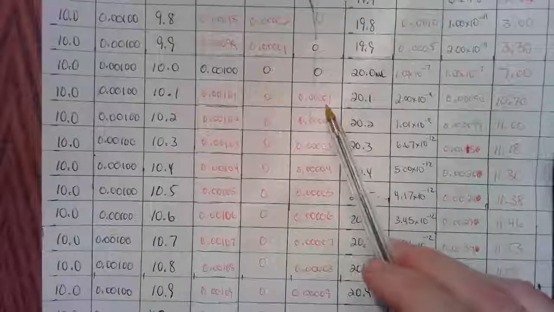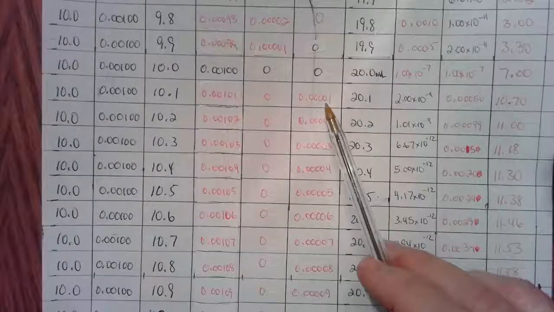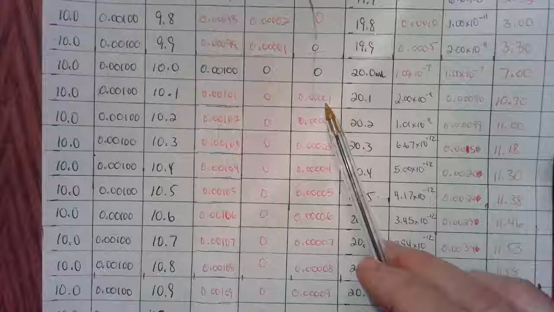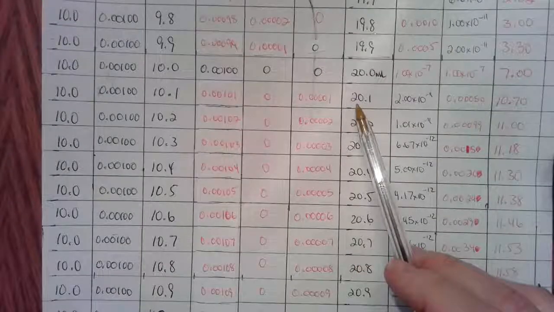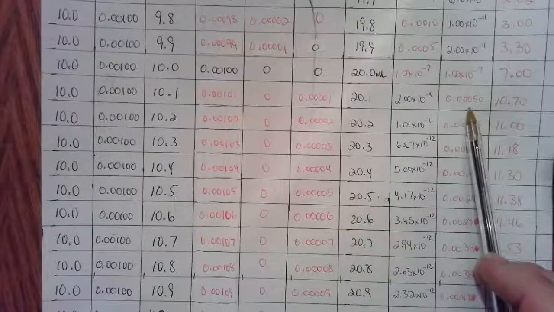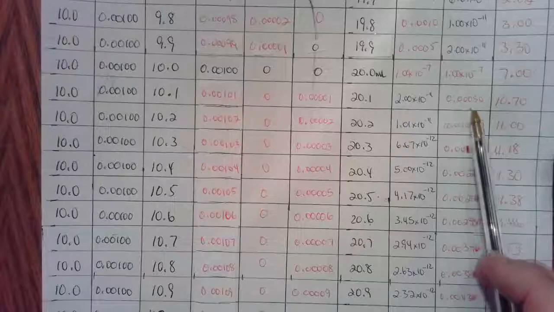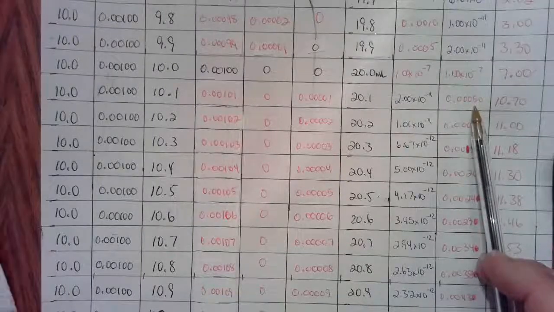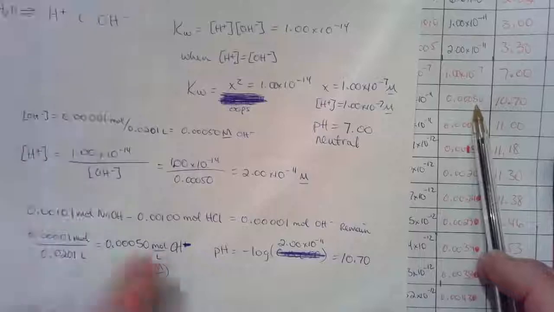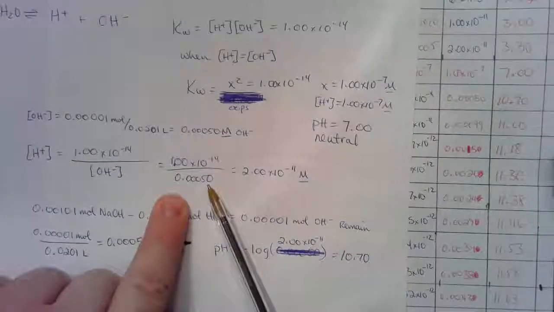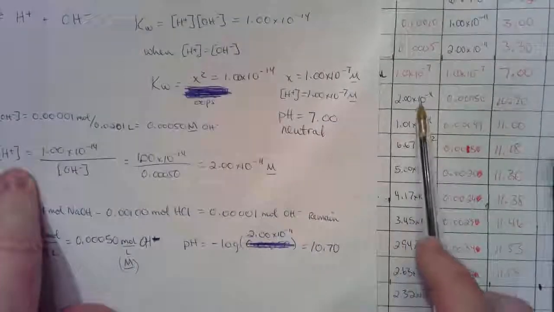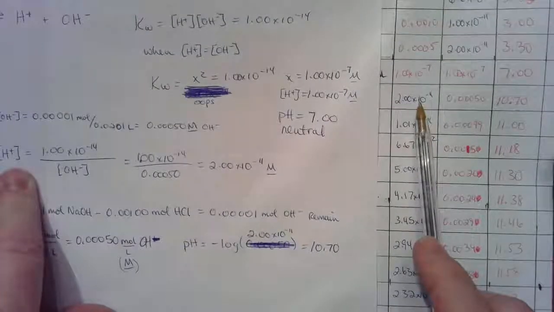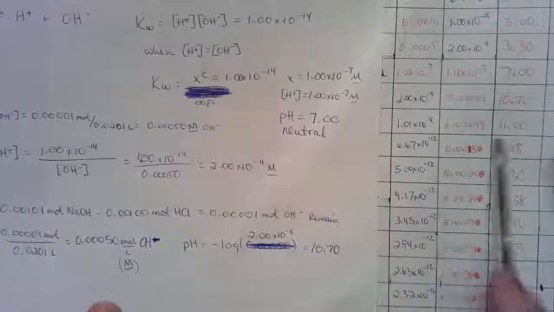We can take this number, the 0.0001 moles divided by 0.0201 liters to get 0.00050 moles per liter. That's the hydroxide. Once we've done that, we can use that number to calculate the H plus concentration, 2 times 10 to the minus 11, and then negative log that, we'll get 10.70.